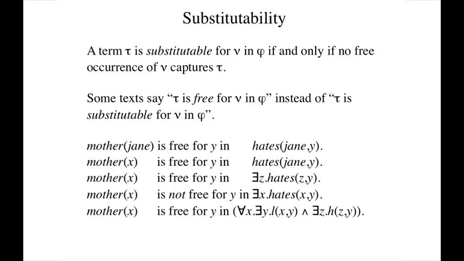Here's a tricky case. The term mother of x is not free for y in there exists x hates xy, because there is an occurrence of y in the sentence that lies within the scope of a quantifier of a variable contained in mother of x. And finally, mother of x is free for y in this complex sentence here at the bottom. Although there's a quantifier of x in the sentence, it's okay because the only free occurrence of y lies outside the scope of this quantifier.